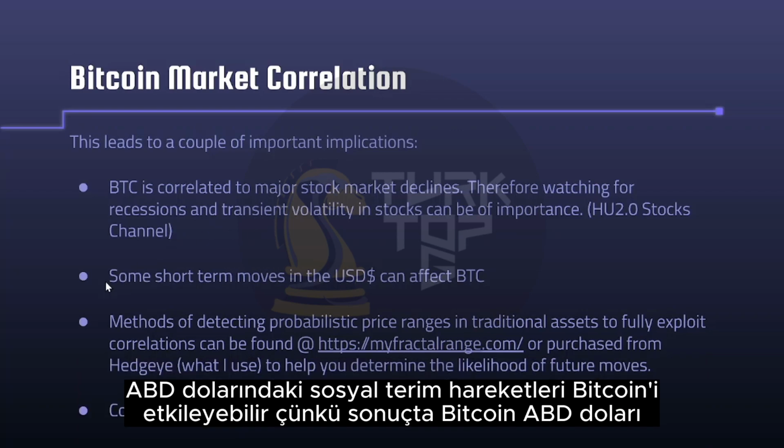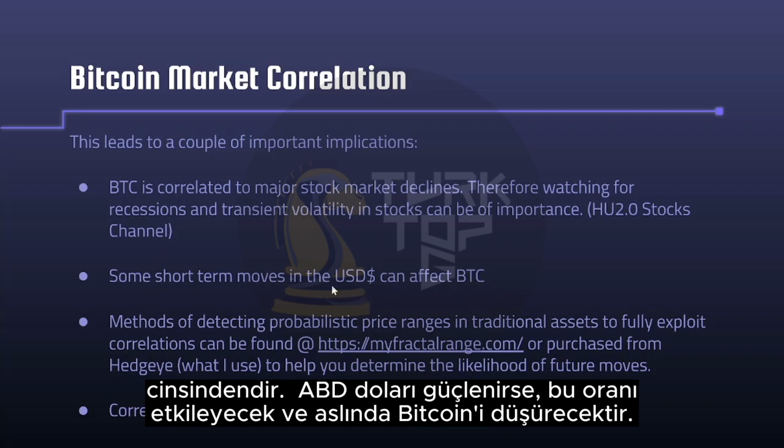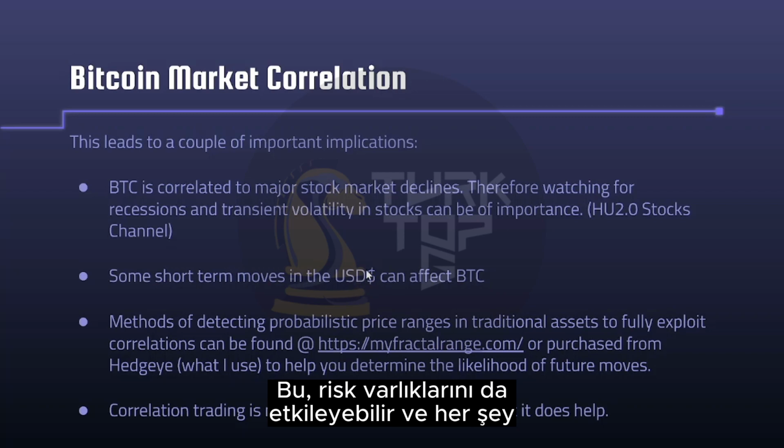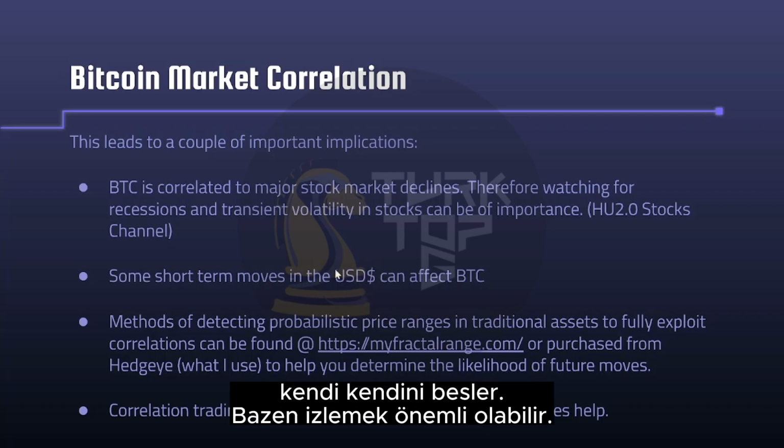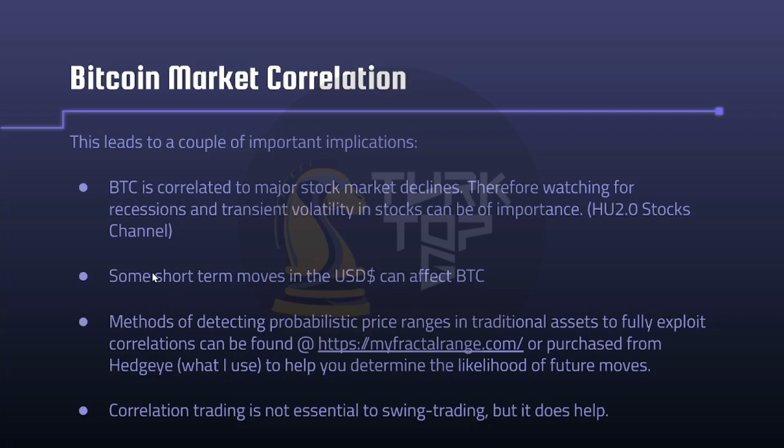Some short-term moves in the US dollar can affect Bitcoin because, after all, Bitcoin is denominated in US dollar. If the US dollar becomes stronger, that's going to affect the ratio and actually bring down Bitcoin. So that can affect risk assets as well, and everything kind of feeds into itself. So that can be important to watch sometimes.